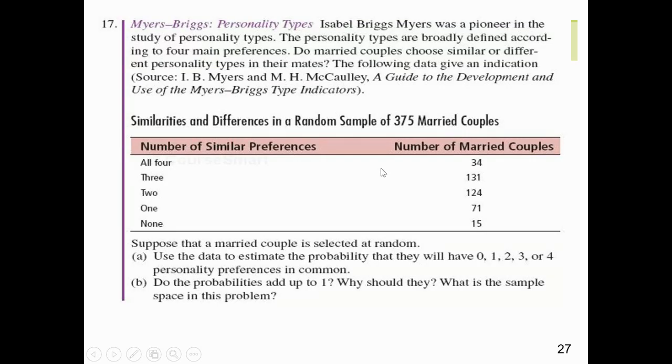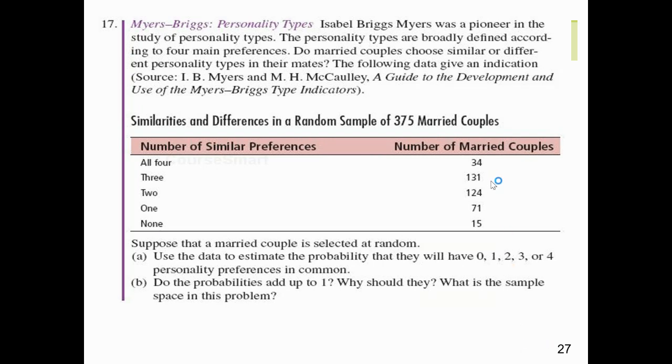Right. This here is couples, 375 randomly selected couples, and this lists the number of similar preferences they have. All right, 34 couples had all 4 similarities that they agreed on. 131 couples agreed on 3 things, and then you had 15 couples that didn't agree on anything. And you wonder why they got married. Use the data to estimate the probability that they have 0, 1, 2, 3, or 4.